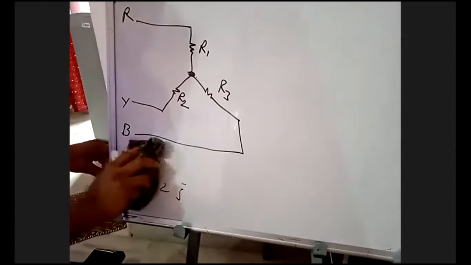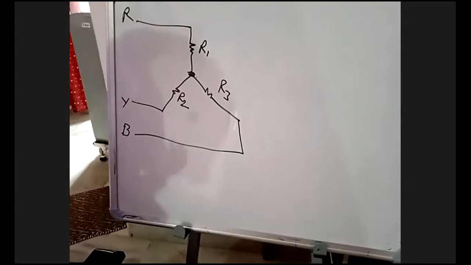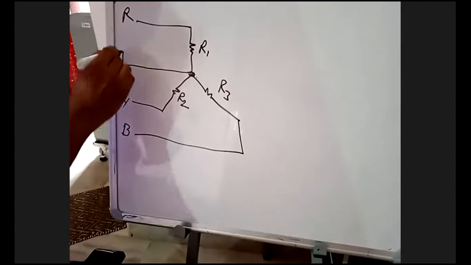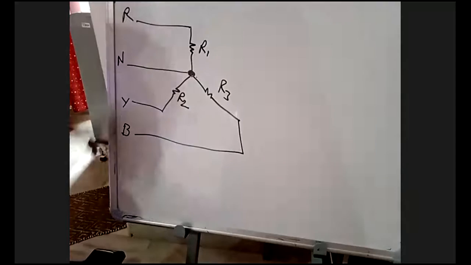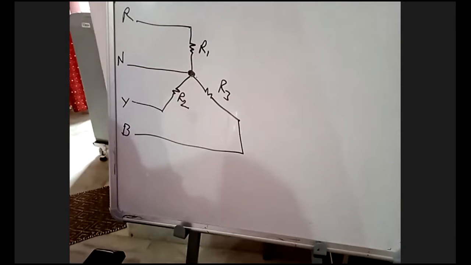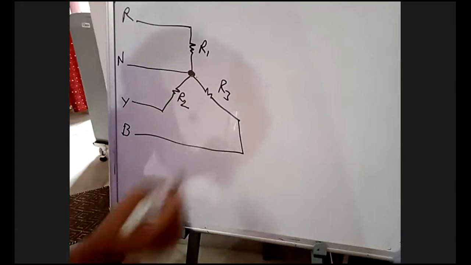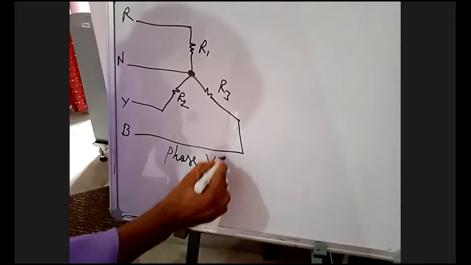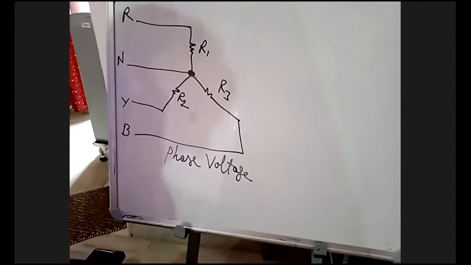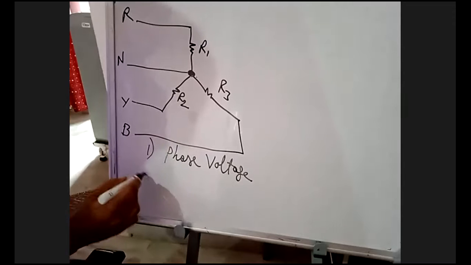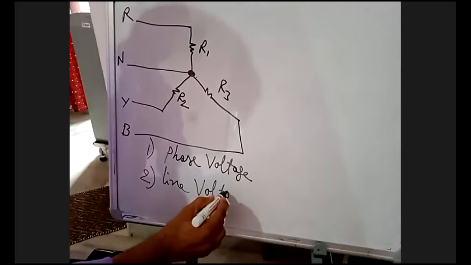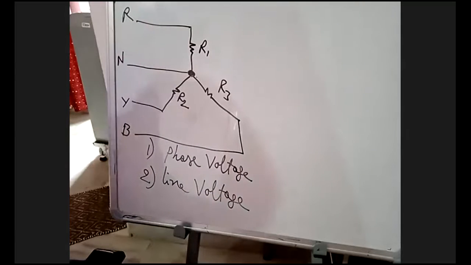Sequence can be taken anything. Here I am taking R, Y, B, three phases. And from the common point I am taking one neutral terminal. Now first I am defining phase voltage. What do you mean by phase voltage? Second one, line voltage. What do you mean by line voltage? These two we will study now.